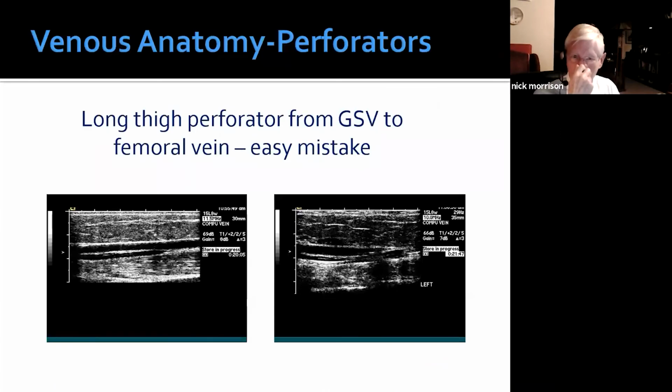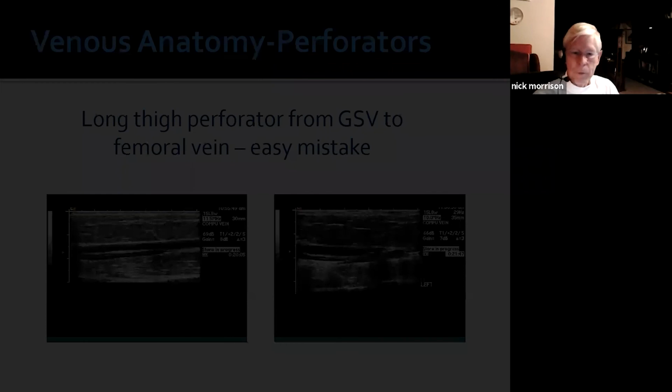There can be long thigh perforators from the great saphenous vein into the femoral vein. For example, in this image, it would be easy to put a wire down into the perforator and into the femoral vein. You really need to be careful about that sometimes, because it's not hard to do. That wire can slip on down there very easily, and it would obviously be a real problem if you thermally ablated it. So watch out for that mistake.